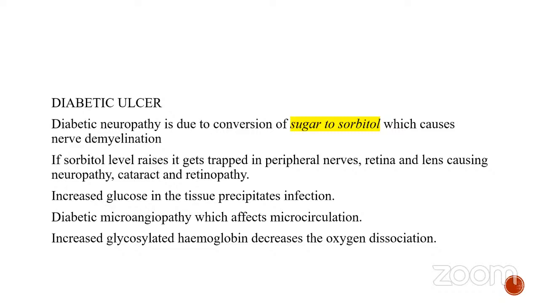One more reason is glycosylated Hb. Here the microcirculation is already compromised. Oxygenation is very poor. In addition to that, glycosylated Hb carries very little oxygen. So all these factors contribute to a wound, and it will eventually become a big ulcer.